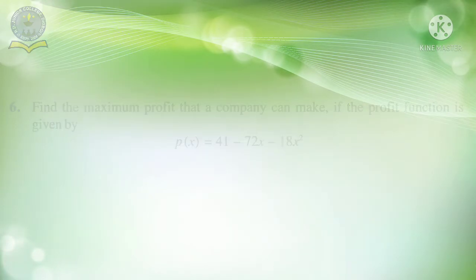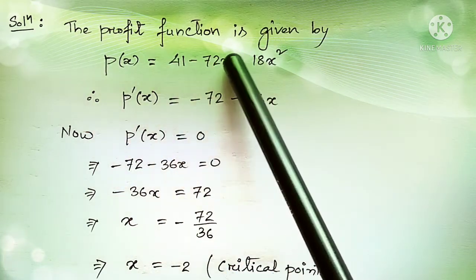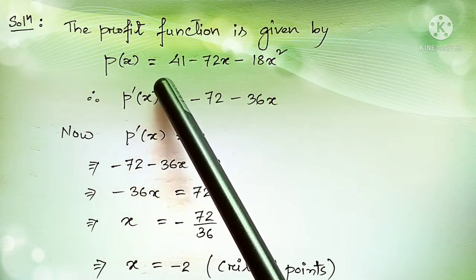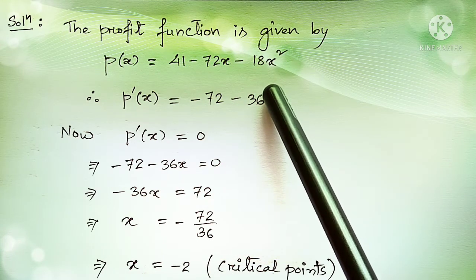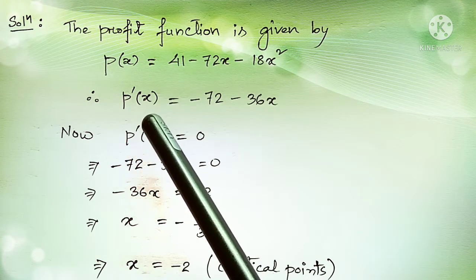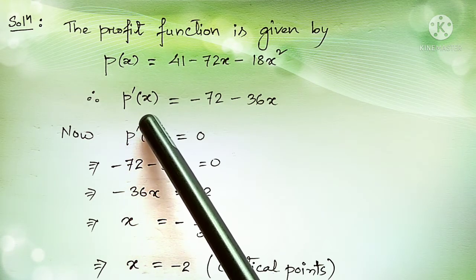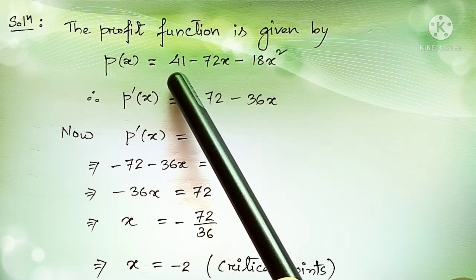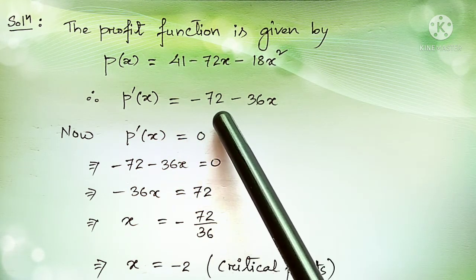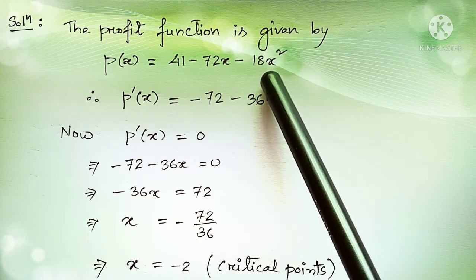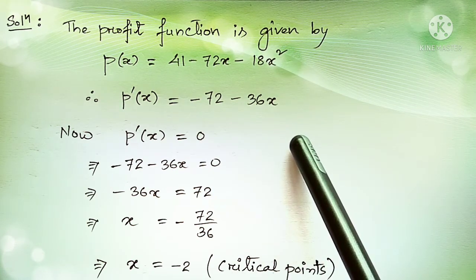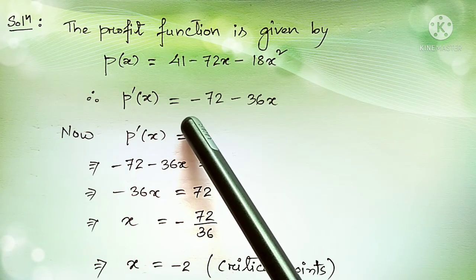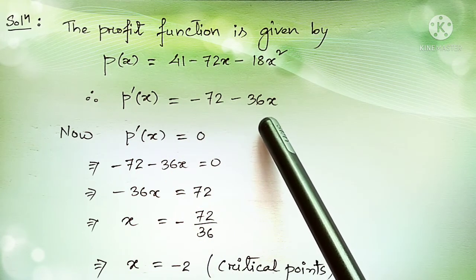So let's start now. The profit function is given by P(x) = 41 - 72x - 18x². As we all know, in case of maximum and minimum, first of all we have to differentiate the function with respect to x. So P'(x) = d/dx of the constant term 0, d/dx of -72x is -72, and for -18x², if we differentiate, twice x, ultimately -36x. So P'(x) = -72 - 36x.